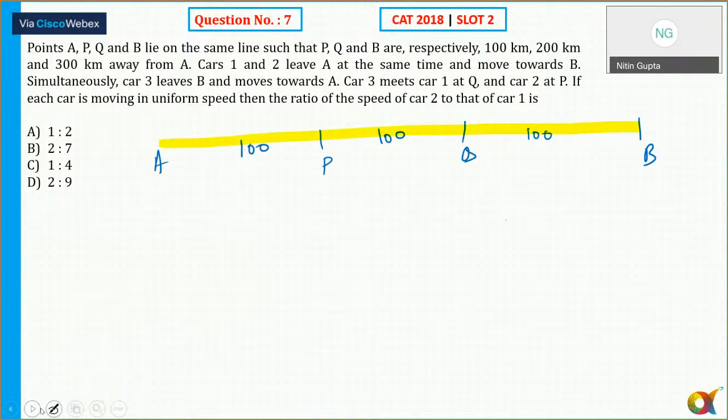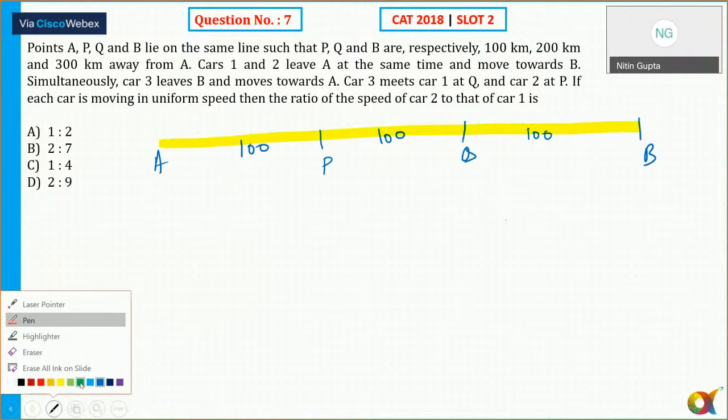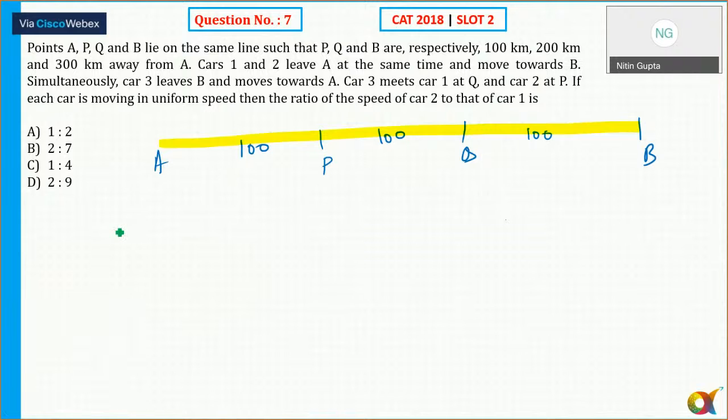Now it says car 1 and car 2. So there are two cars, car 1 and car 2, that leave A at the same time. So car 1 leaves from A and moves towards B. Simultaneously, car 3 leaves B and moves towards A. So car 3 starts at B. All the three cars are starting at the same time.